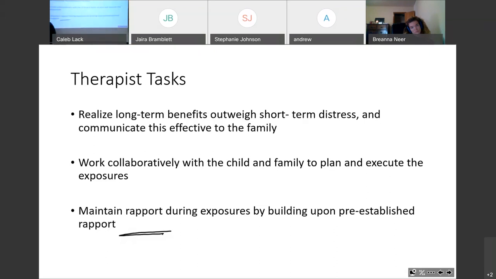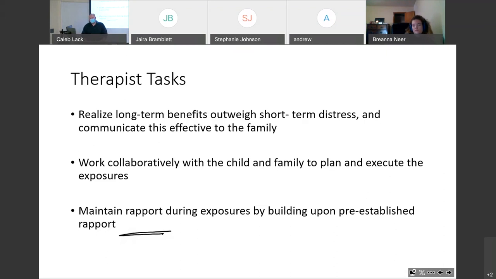What happens? Once they start doing these exposure tests and they start beating OCD, they start realizing, like, oh, you were telling the truth all along. You were trying to help me. You're not just being a jerk and making me do these terrible things.